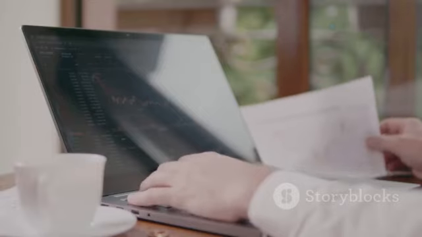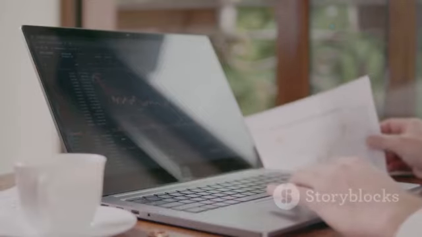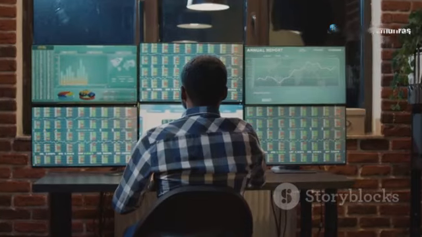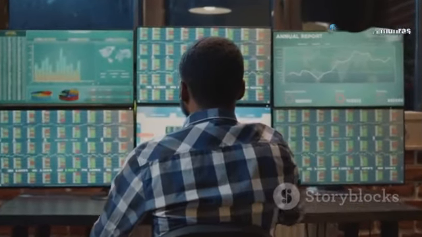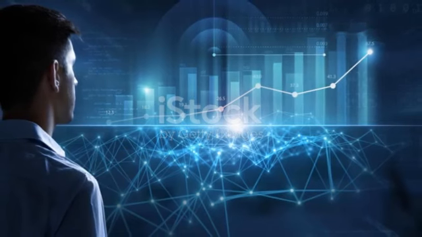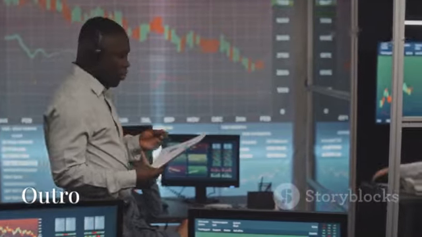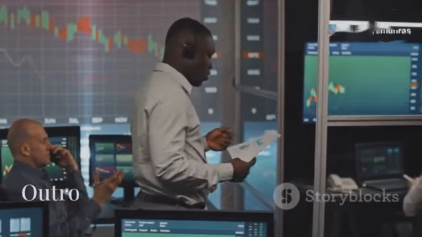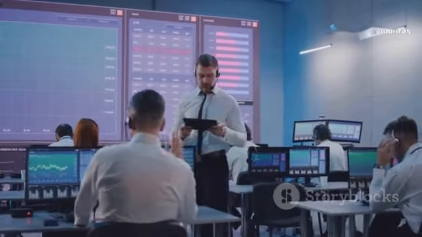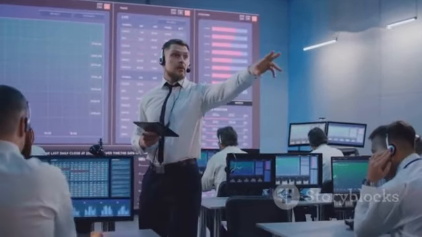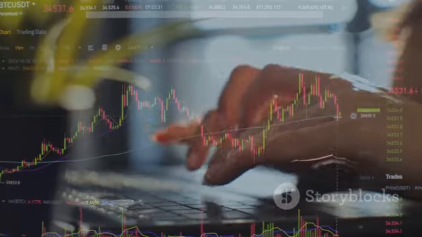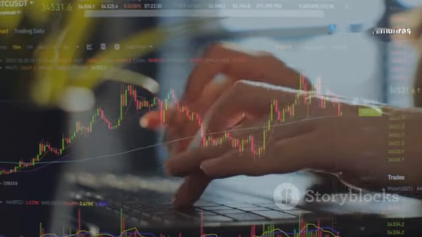By incorporating candlestick analysis into your trading strategy, you can gain a significant edge in the market and potentially boost your profits. So keep studying, keep practicing, and never stop learning. The world of trading is constantly evolving, and those who adapt and stay ahead of the curve are the ones who succeed. So there you have it, a crash course on candlestick charts and how they can take your trading to the next level. Remember, knowledge is power. And the more you understand about the markets, the better equipped you'll be to navigate them successfully.